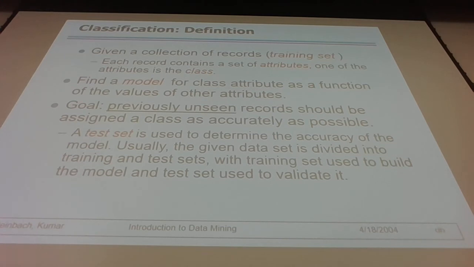What models, we'll talk about that later. You learn some model, and then after you learn the model, you have unknown data, which means data for which the class attribute is not known, right? So you want to predict that class attribute. Basically, you represent the class attribute as a function of the other attributes. That is what classification is.